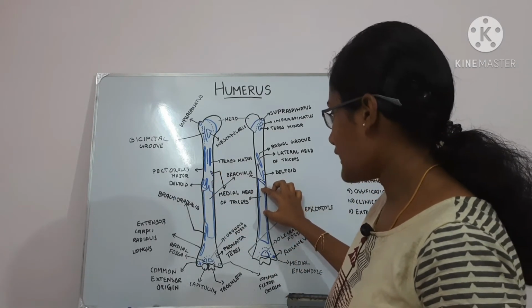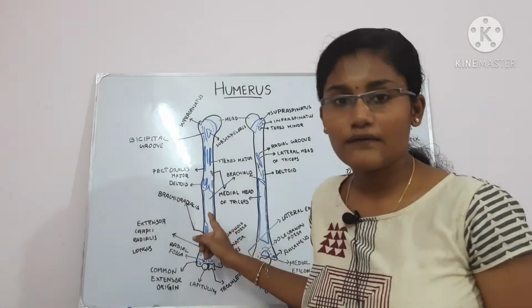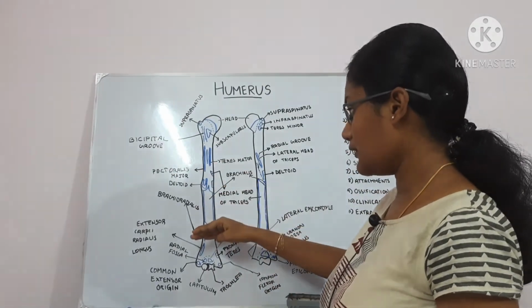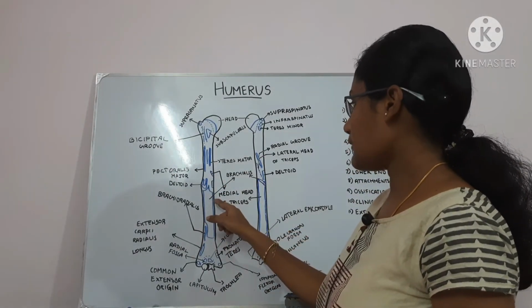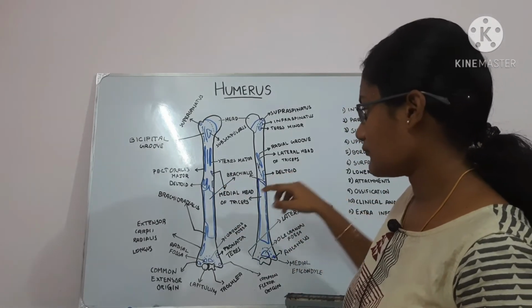The medial head of triceps is always present below the radial groove. Now let's talk about the brachialis muscle. The brachialis muscle is present on the lower end of the humerus, and it extends forwards onto the posterior side, and it is present over here too.